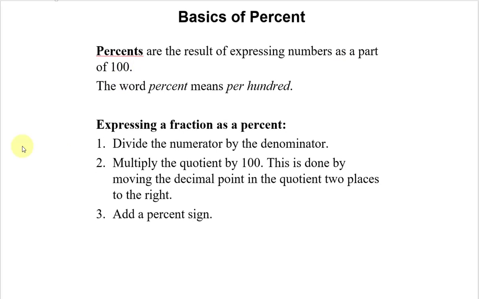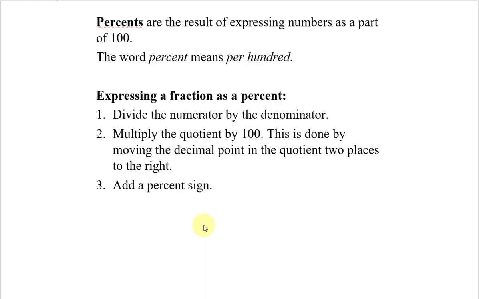So when you try to express a fraction as a percent, we first divide the fraction, and then we multiply the quotient by 100. Or you can move the decimal point 2 places to the right, and then we add a percent sign.